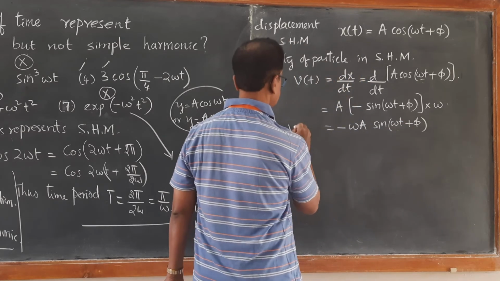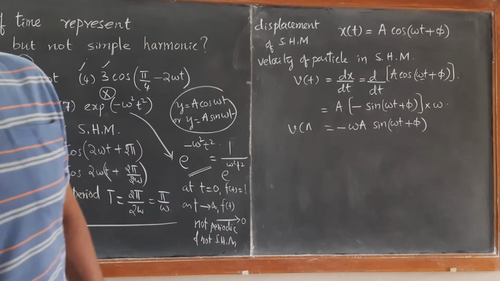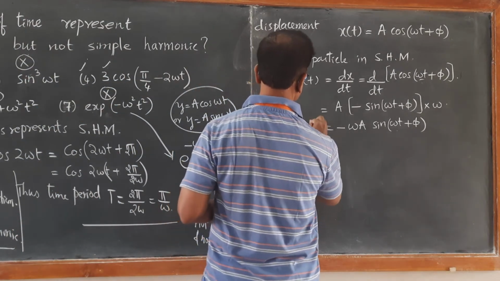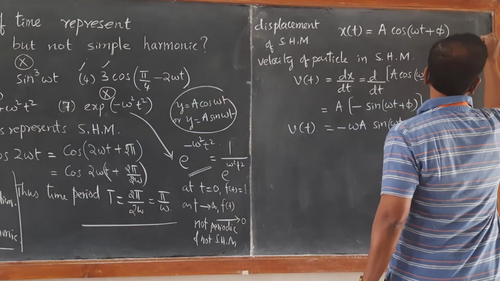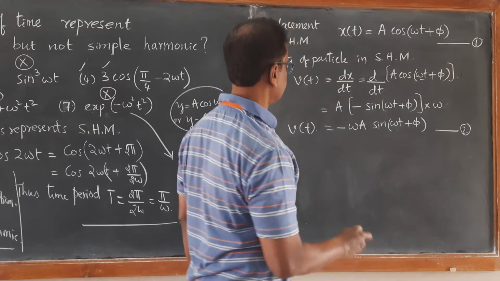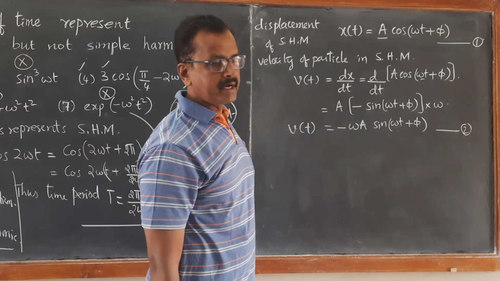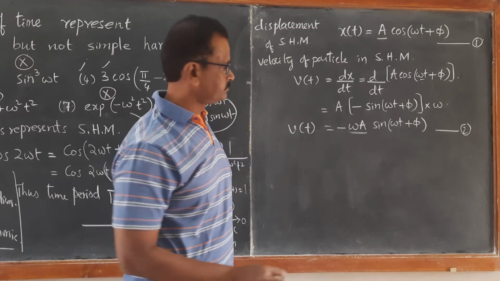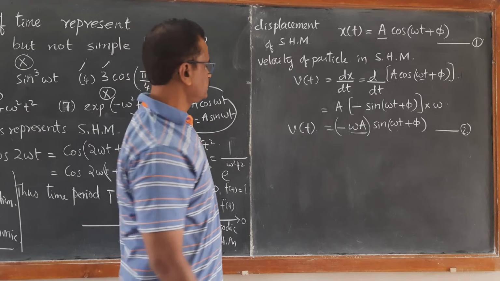So this becomes the time dependent velocity. You can call this equation number 1, and this is equation number 2. So we can see here the amplitude of displacement is a. The amplitude of velocity is omega a. You can see this one is the amplitude of velocity, right?